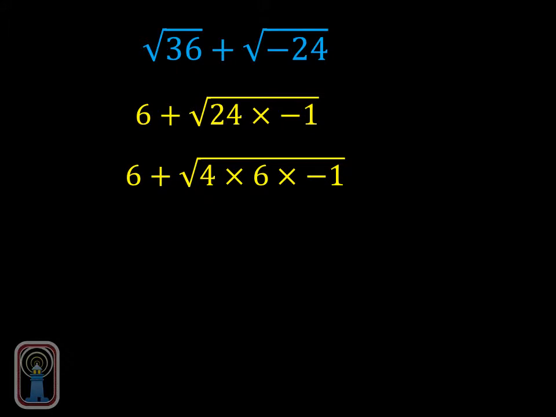4 is a perfect square and can be pulled outside as 2. The square root of negative 1 can be written as i. So our final answer is 6 plus 2i times the square root of 6, where 6 is our real number and 2i times the square root of 6 is our imaginary number. This too is in complex number form.